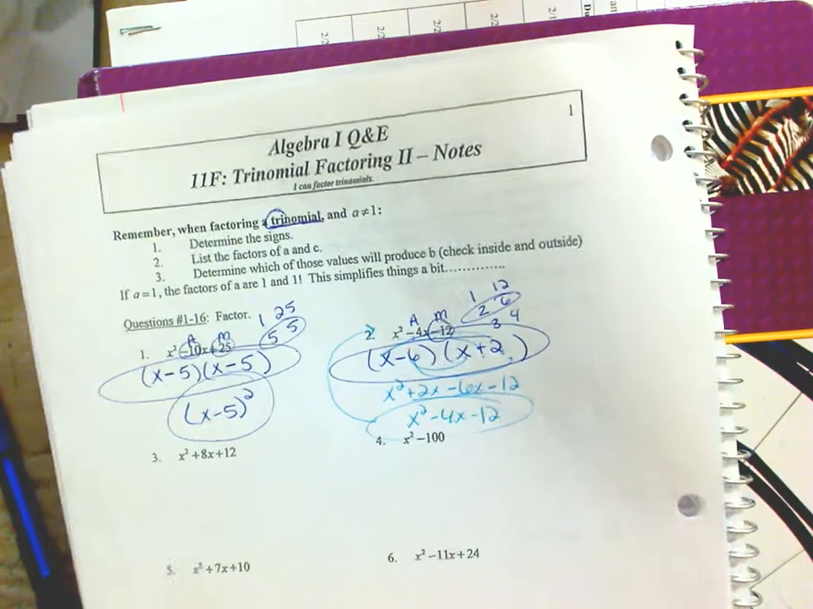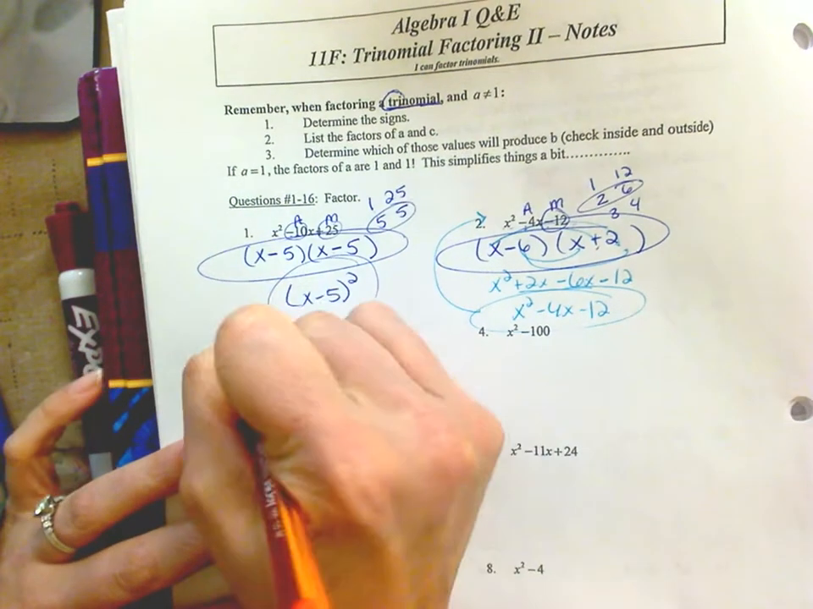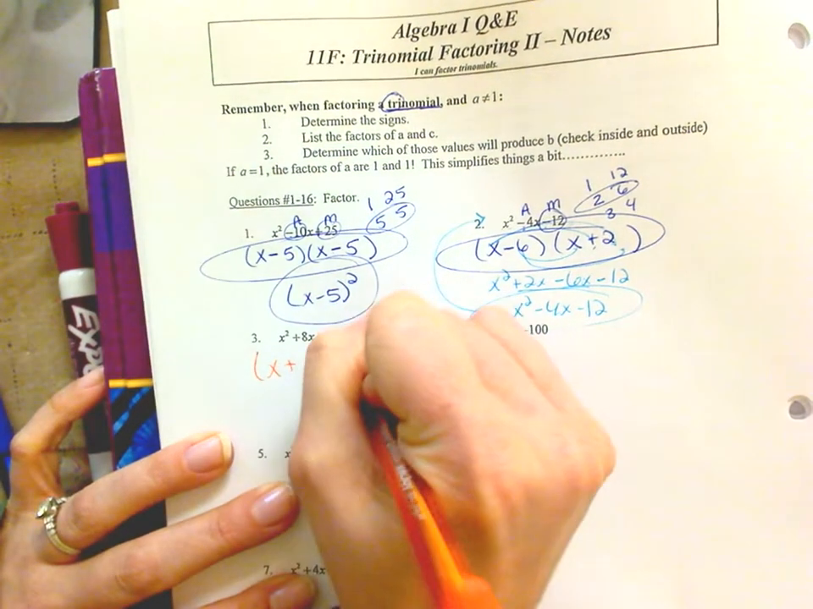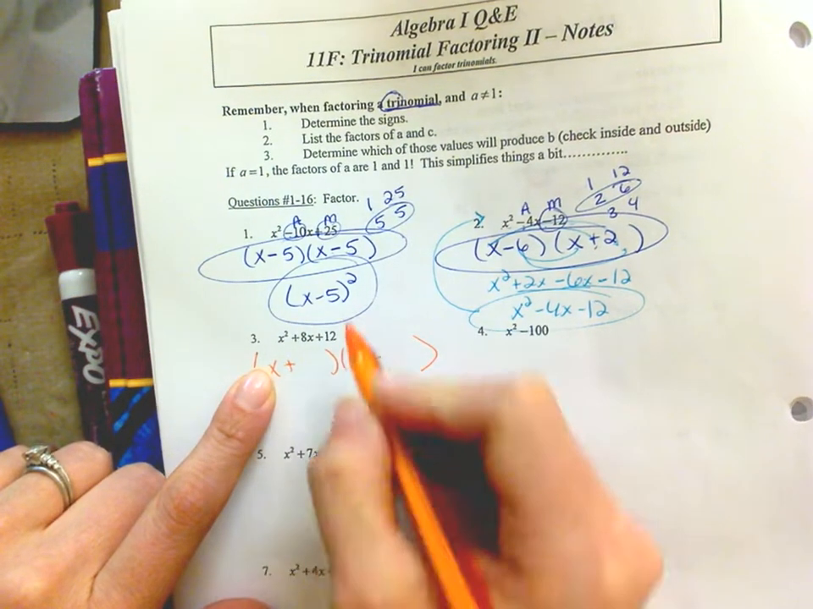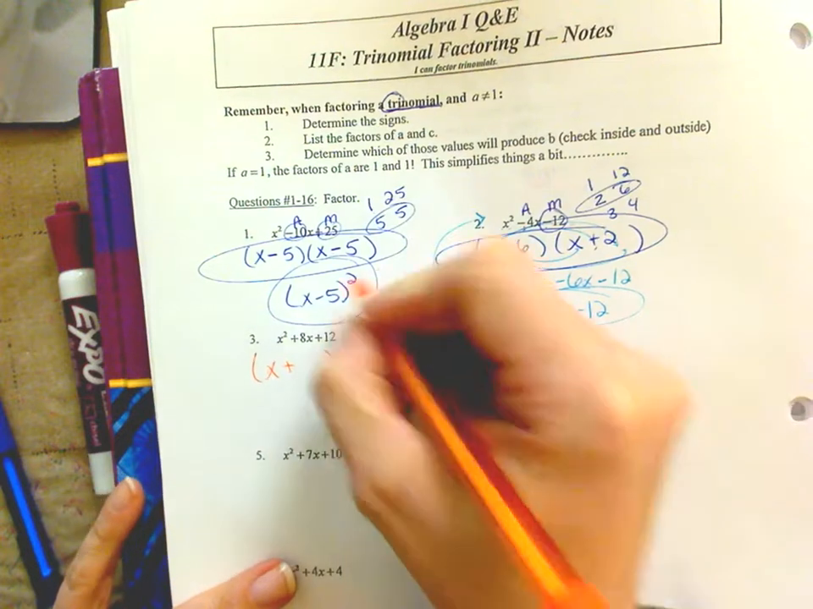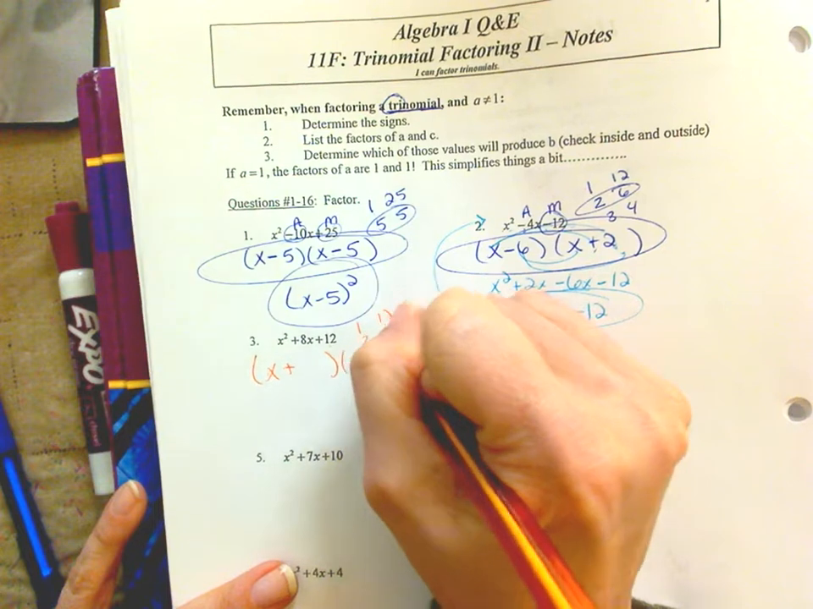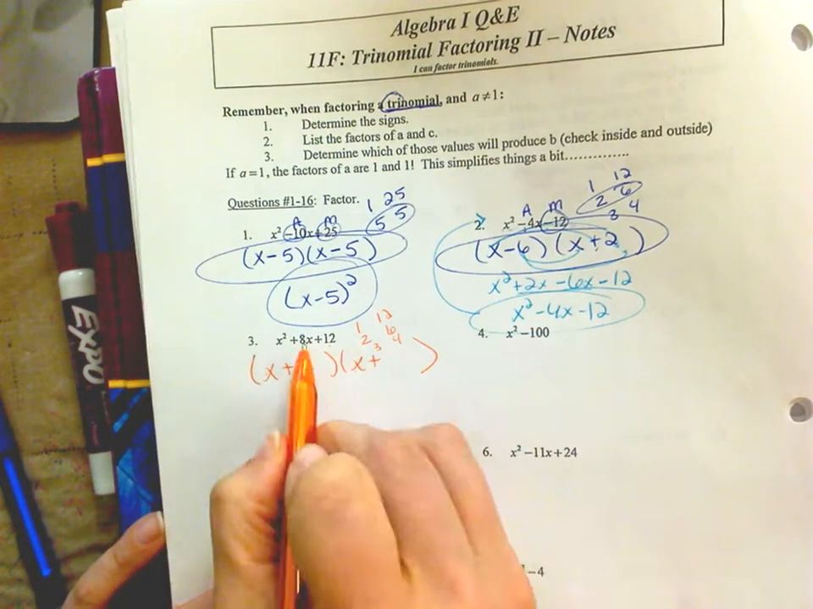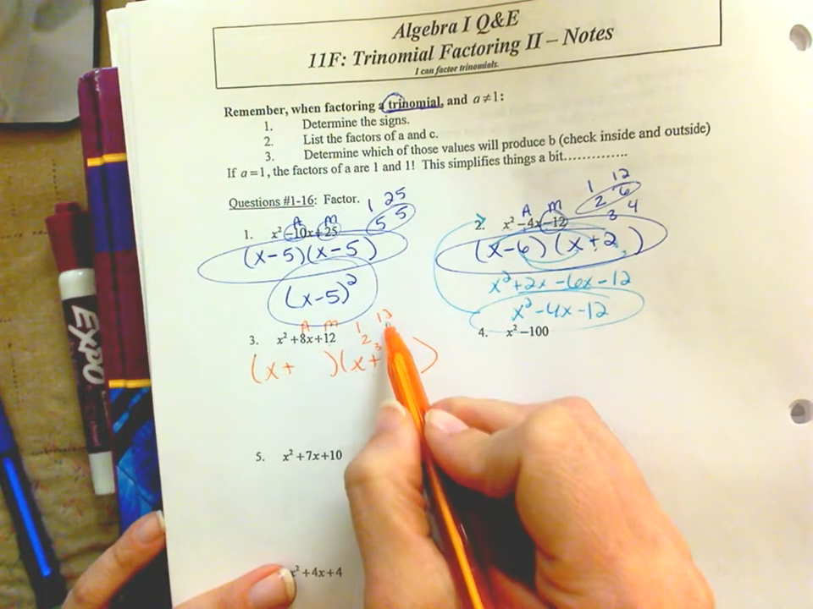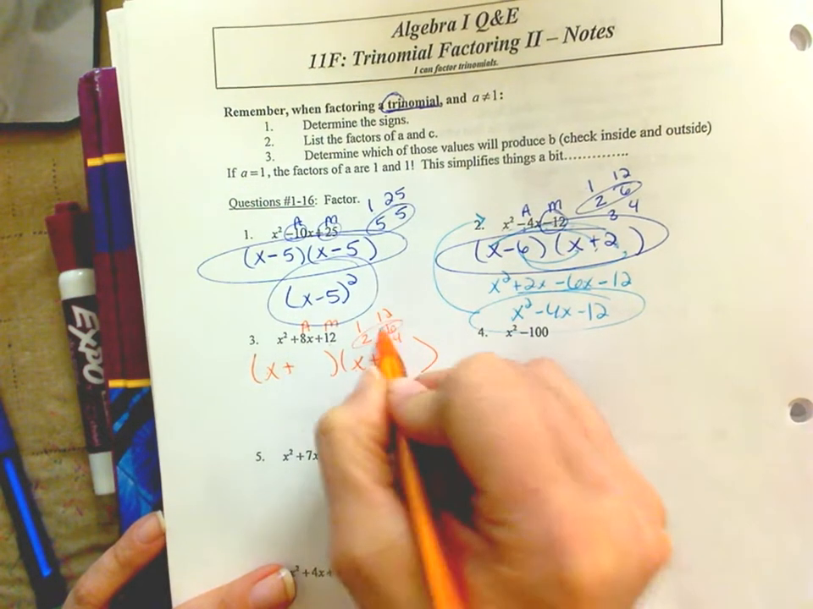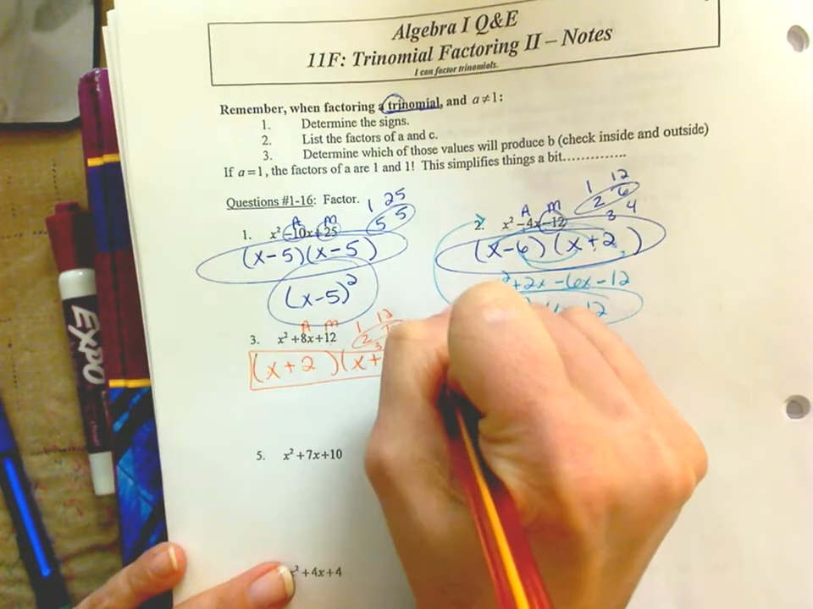All right, number 3. Number 3 is quite nice because they're both plus signs. If you've got two plus signs, you can throw two plus signs down in your parentheses. So x times x will give us x squared. You need to come up with factors of 12. So 1 times 12, 2 times 6, or again 3 and 4. You want those also to add to give you 8. So out of these options, 2 and 6 will give you 8. So your answer is x plus 2 and x plus 6.